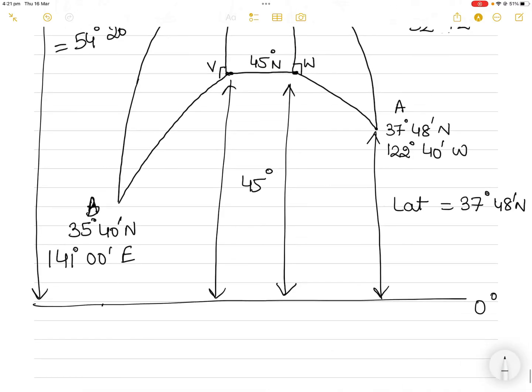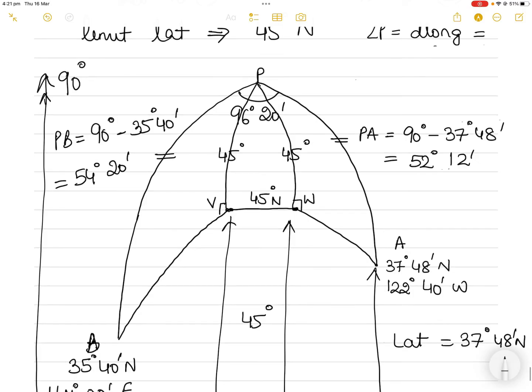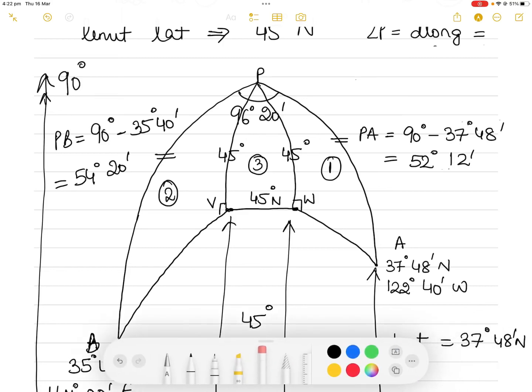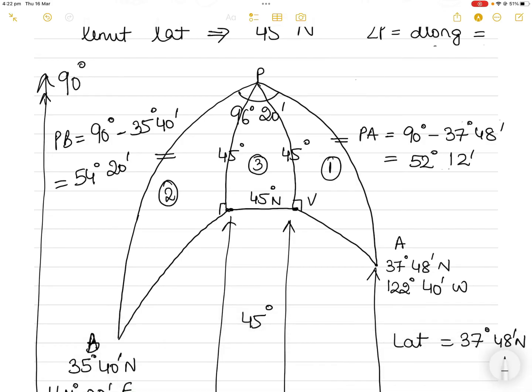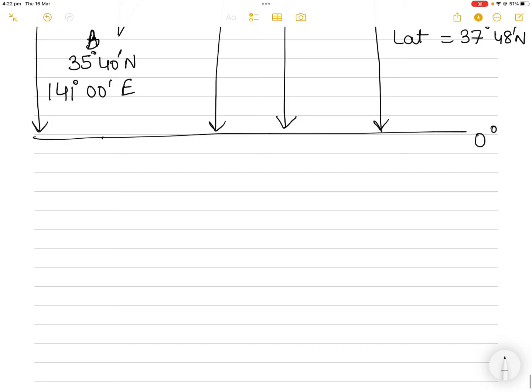Alright, now that you have this figured out, we'll solve the three triangles. Let's solve triangle number 1, that is APW, and then we can solve triangle PBV, and then we'll solve this third triangle here. Maybe I can change these names because V comes before W, so let me call this V and this W so that there is no confusion. Alright, VW, so PAV and PBW.